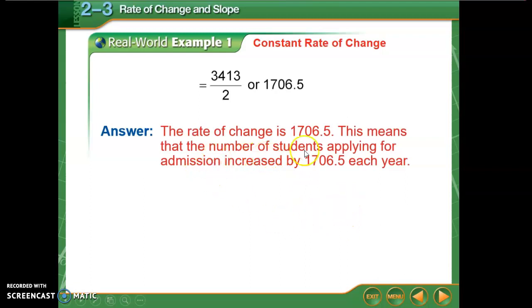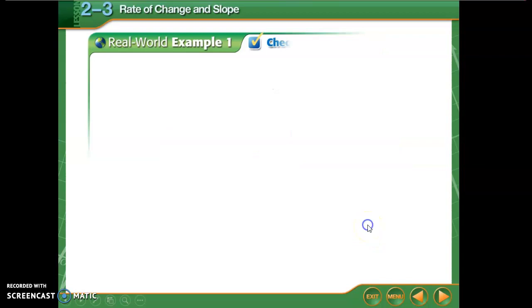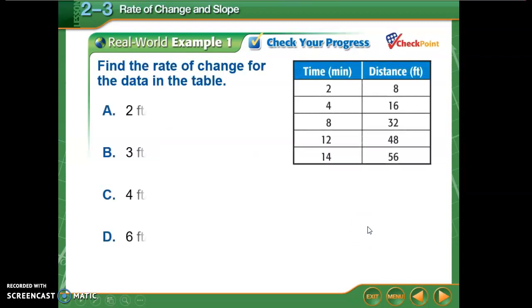This means that the number of students applying for admission increased by 1,706 each year. So that's the total number of students increase. Okay, let's have another problem.